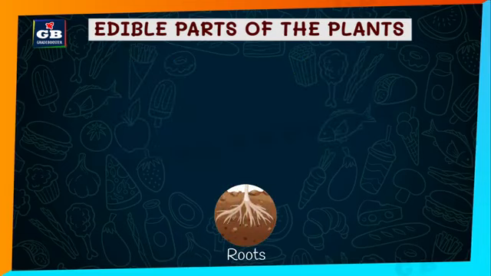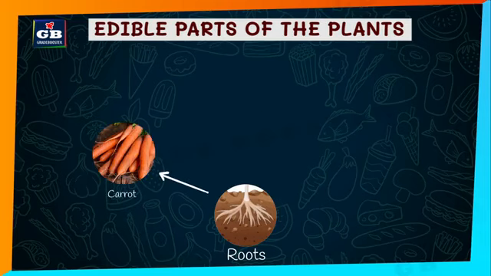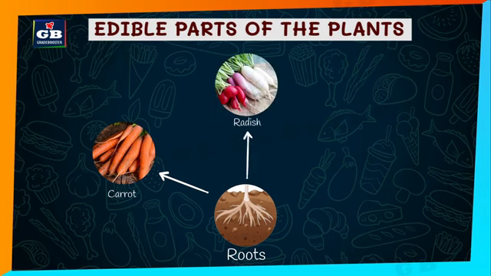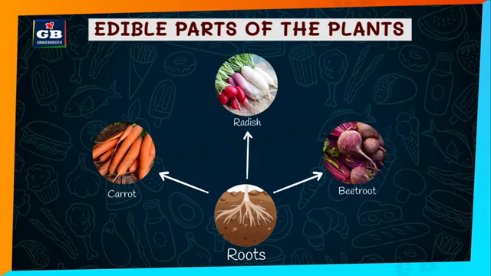Now let us see the edible roots of plants. Roots of some plants are edible, like carrot, radish, beetroot. These are all roots that store the food. We use them as ingredients of our food.